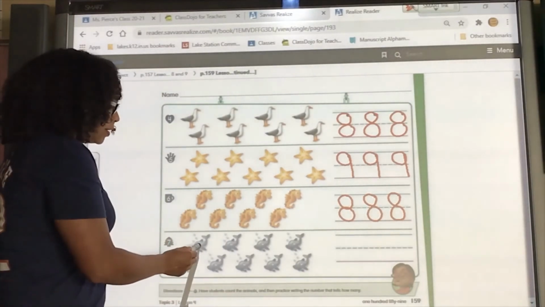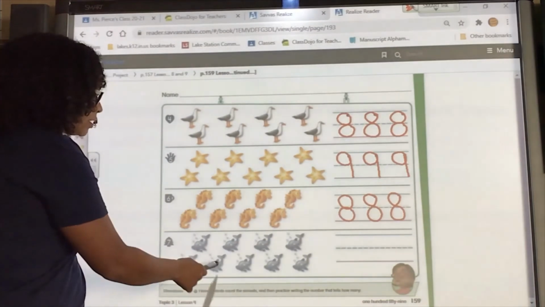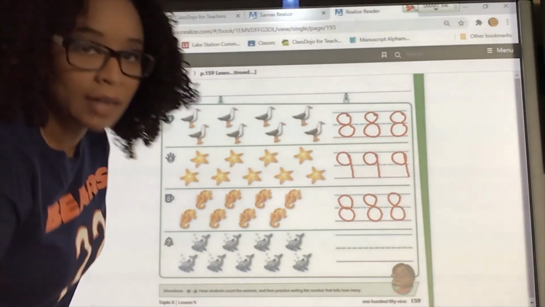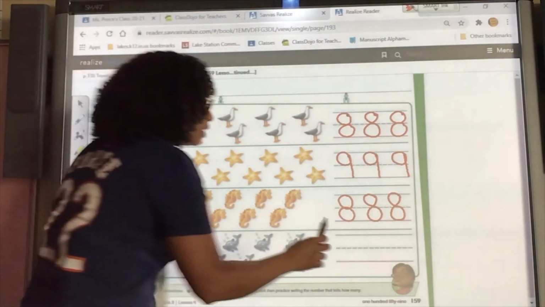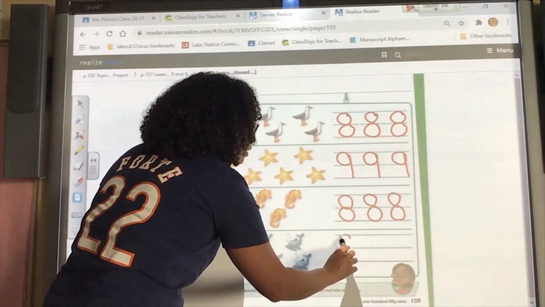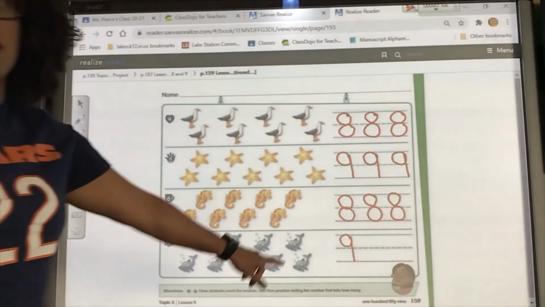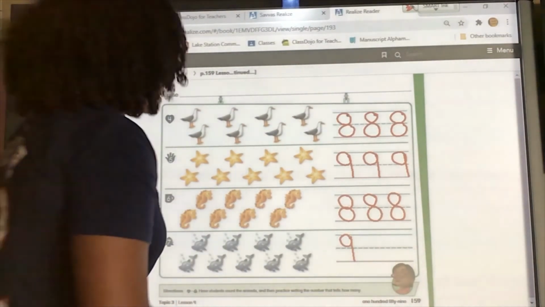All right, let's count these. Here we go. 1, 2, 3, 4, 5, 6, 7, 8, 9. 9 happy sharks. So what number are we writing? 9. Here we go. Start at the top, come around, and straight down. Remember, take it all the way down to that bottom line. Take it all the way down.